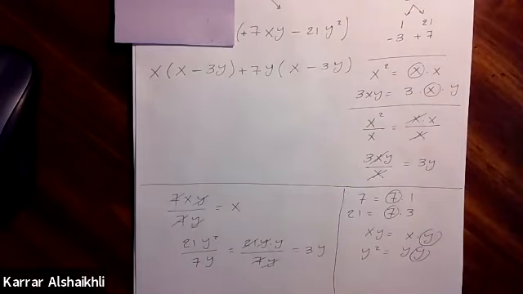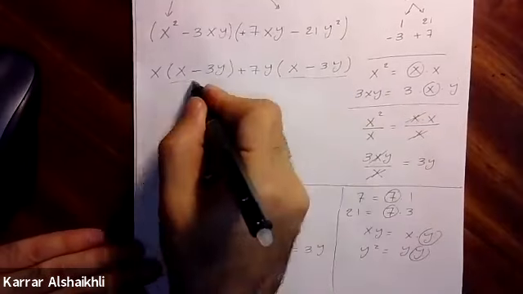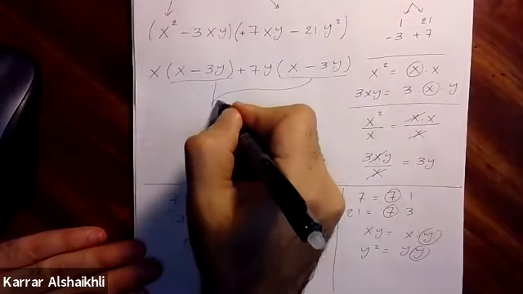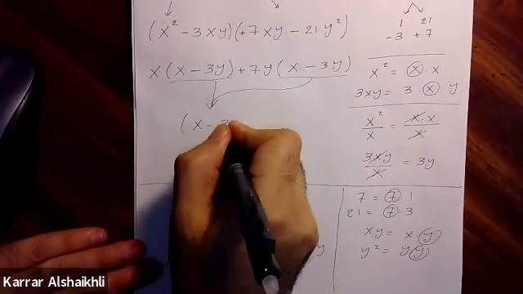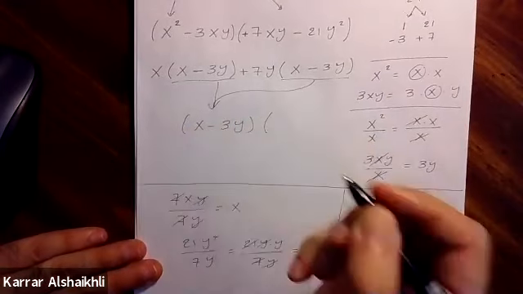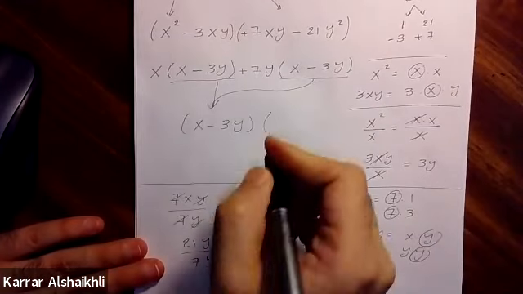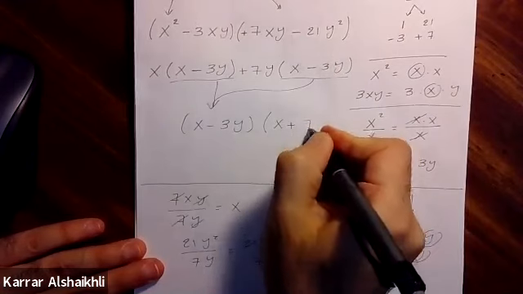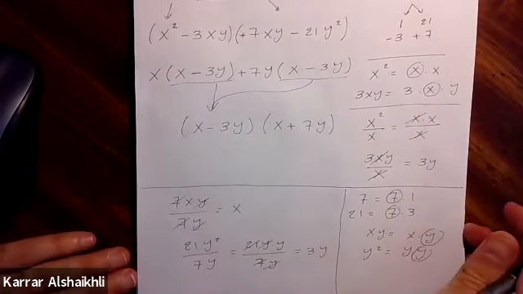Now I'm going to check this is the right solution. Why? Because I got exactly the same parentheses. This one, exactly the same, this one. So I'm going to write down here x minus 3y, and the rest is going to be x plus 7y. That's it for this example.